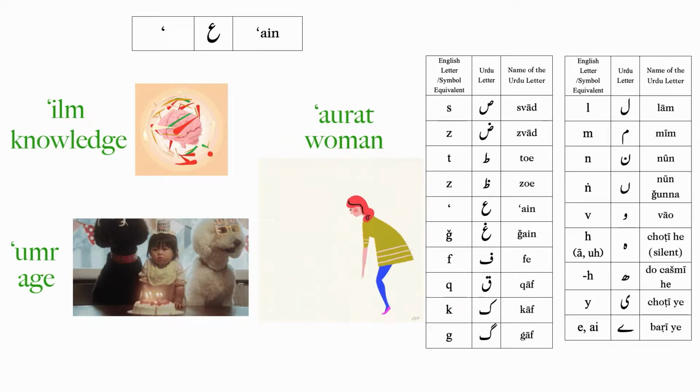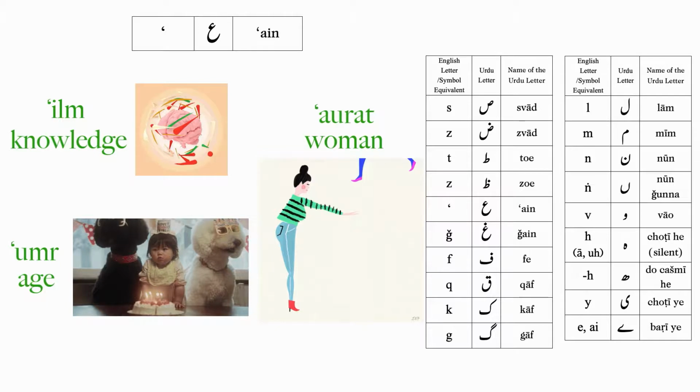So if you remember, the words that I covered when I introduced the first letter of the alphabet, alif, those words ranged in sound. So we had ab, ulta, and iskul. Similarly, with ain, we have ilm, umar, and aurat. This is the case with several other letters as well, so you'll have to familiarize yourself with the spelling of these words.